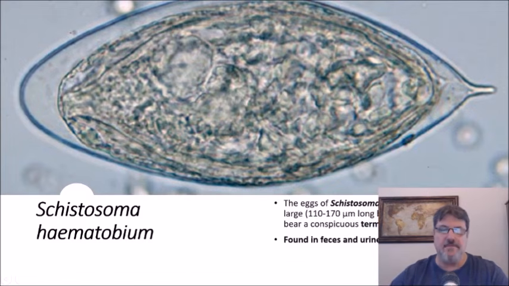Schistosoma haematobium is also quite large, about the same size as Schistosoma mansoni, but it differs in that it has a very obvious terminal spine as opposed to the lateral spine of Schistosoma mansoni. The other big difference is that not only is it found in the feces, it can be found in spun urine.